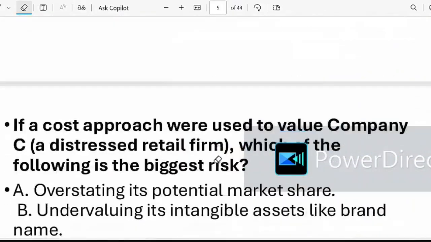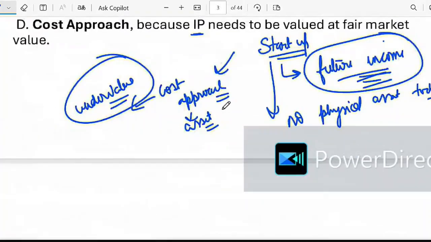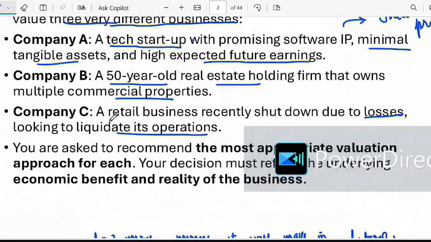Question number 2. So the question is, if the cost approach were used to value company C, what is company C? A distressed retail firm. Which of the following is the biggest risk? I told you, company C. Let us look at company C. What happened to company C? It is a retail business recently shut down due to losses, looking to liquidate its operation. This is the status of company C, right?